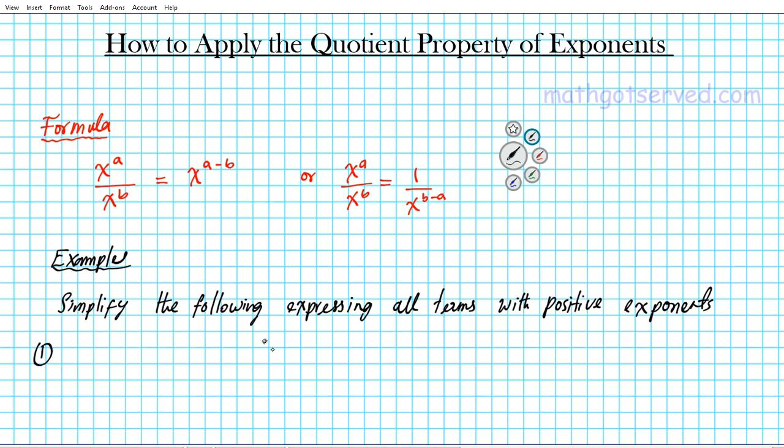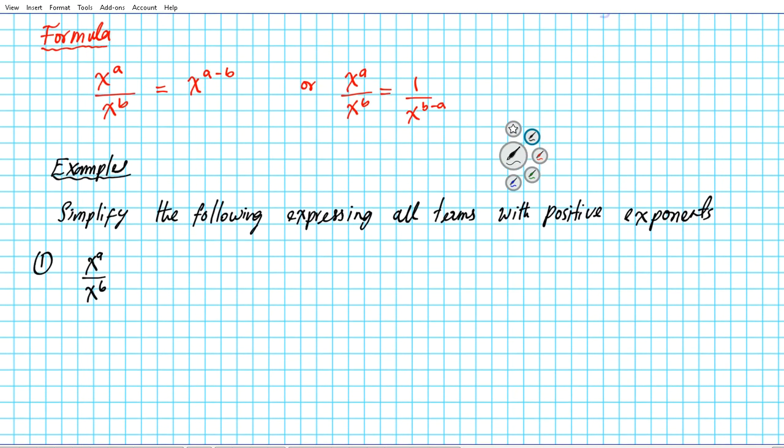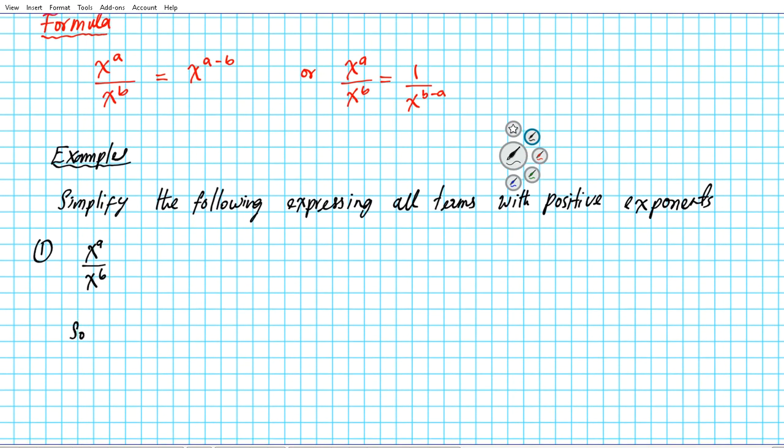Okay, all right, so for question 1, let's say we have x to the 9th power. We want to simplify x to the 9th power divided by x to the 6th power. All right, so if we want to apply the quotient property of exponents as indicated earlier, we have x to the 9th divided by x to the 6th.